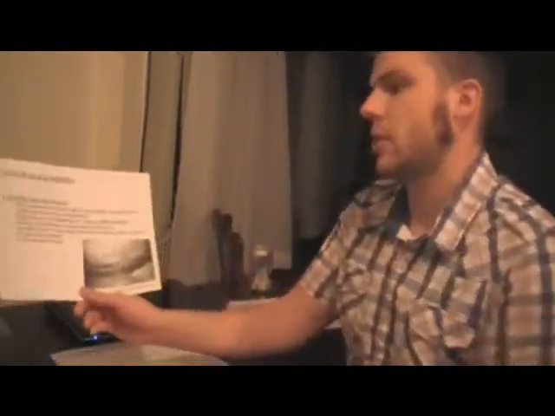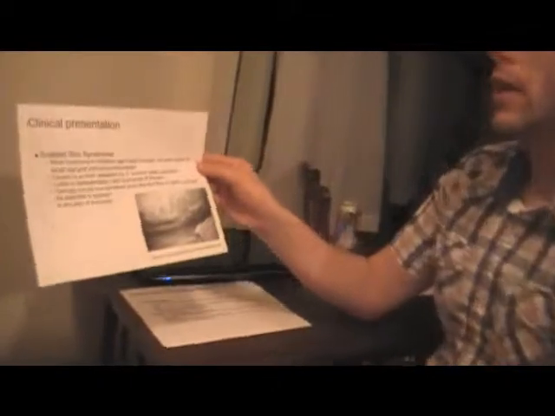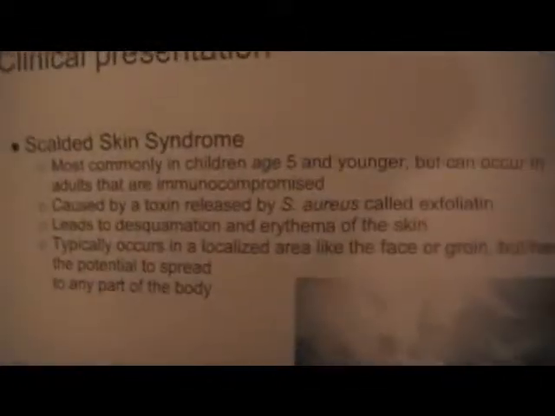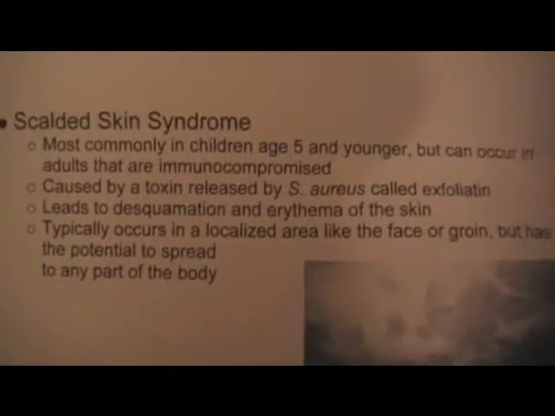Another clinical presentation, this one's a fairly disgusting one, is called scalded skin syndrome. And as you can see in the picture, it looks like this person's skin is peeling off. So, like we were talking about, that exfoliatin protein that it has, it pretty much causes the shedding of the skin, which is not good because it exposes the other layers, and it can cause even deeper infection. So it's most commonly found in children age 5 and younger, but it can occur in adults that are immunocompromised, meaning their immune system is not working as it should.